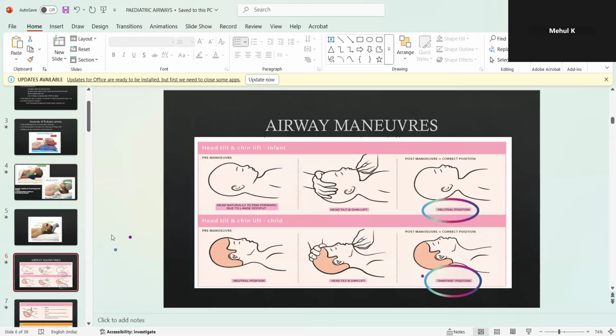Coming to the routinely used airway maneuvers with respect to the pediatric population, as you can see, the head tilt and chin lift maneuver, performing that in an infant and in a child, is different with respect to the end goal you attain. Pre-maneuver, the infant when lying supine has the neck in a flexed position, but in a child, it's in a neutral position. Performing a head tilt and chin lift in an infant, you need to achieve a neutral position, while in an adult or a child, what you achieve is the sniffing position.